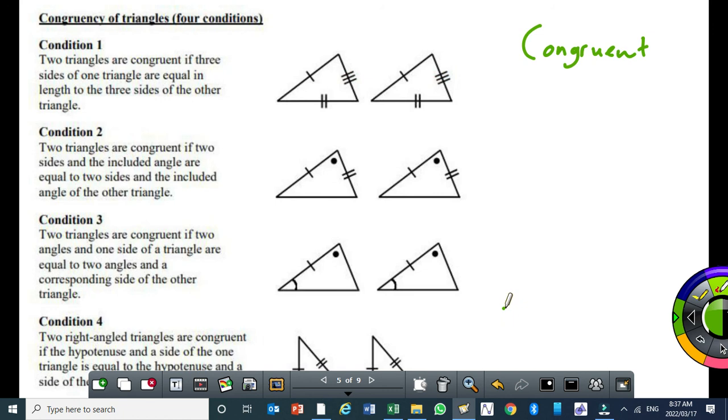Anyway, I'll try my best. So let's start with congruence now. The word congruent means similar in all respects, or you can say the same in all respects. So when it comes to triangles, we mainly focus on congruent triangles. By congruent triangles, we are saying their corresponding angles are equal. The corresponding sides are also equal.